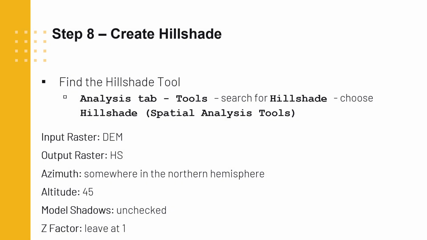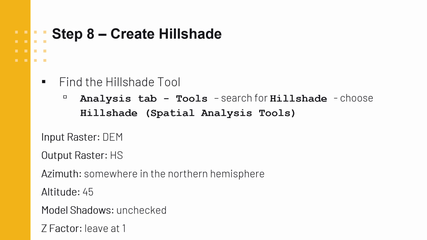Next, we're going to find the hillshade tool. Again, to find the tools, you're going to go to the Analysis tab, Tools. You're going to search for hillshade. You're going to select the Hillshade Spatial Analyst tools. The input raster for this is going to be your DEM. Your output, I'm going to suggest calling it HS for hillshade.